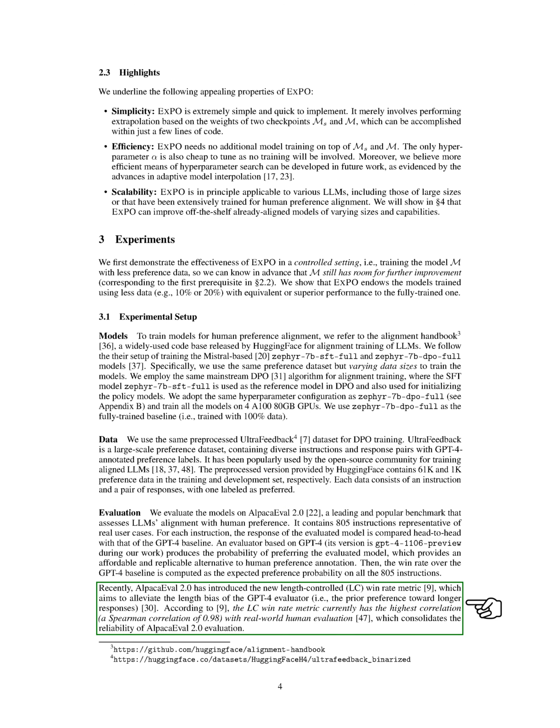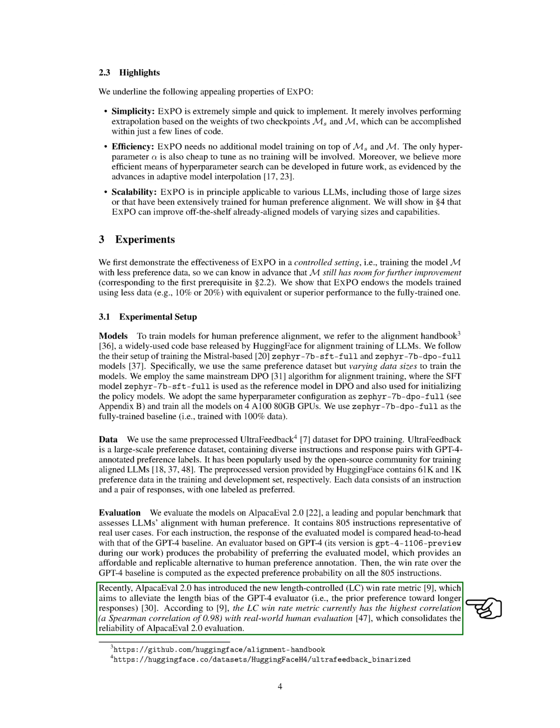Recently, Alpaca Eval 2.0 introduced the length-controlled (LC) win rate metric to address the length bias of the GPT-4 evaluator, which tends to prefer longer responses. The LC win rate metric shows a high correlation, Spearman correlation of 0.98, with real human evaluation, enhancing the reliability of Alpaca Eval 2.0 assessment.